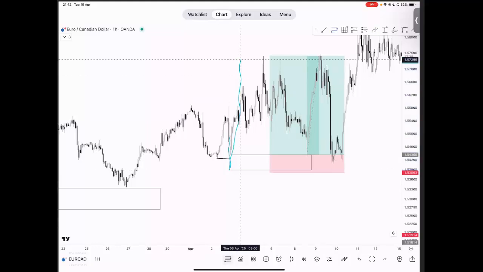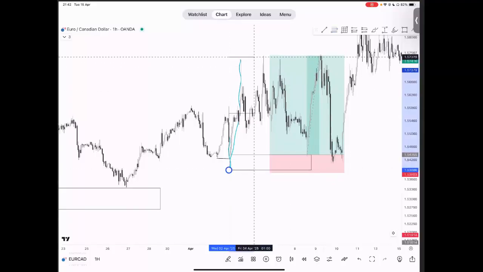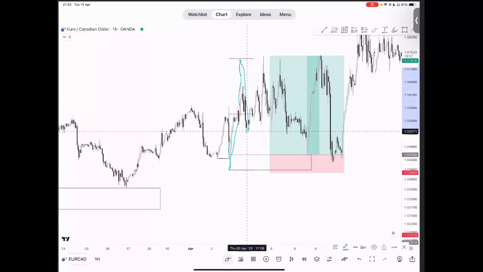And if you take your Fibonacci from the low to the high, you would realize that there was a pullback into 50%, and then price went ahead to establish a new high, giving us our type A entry.